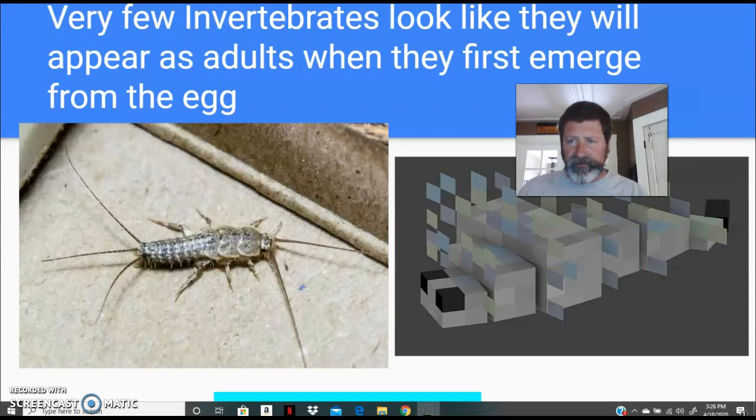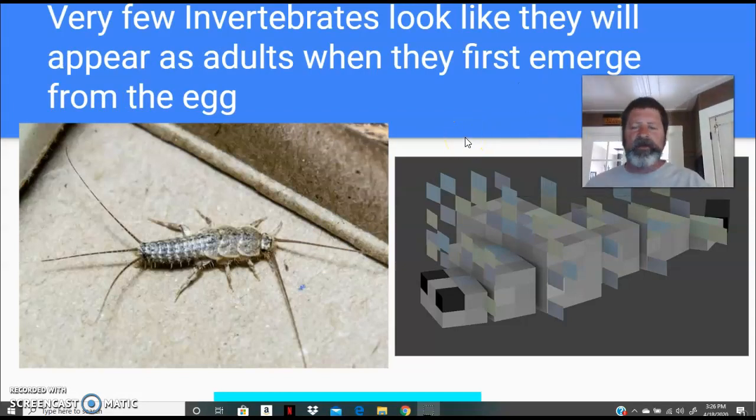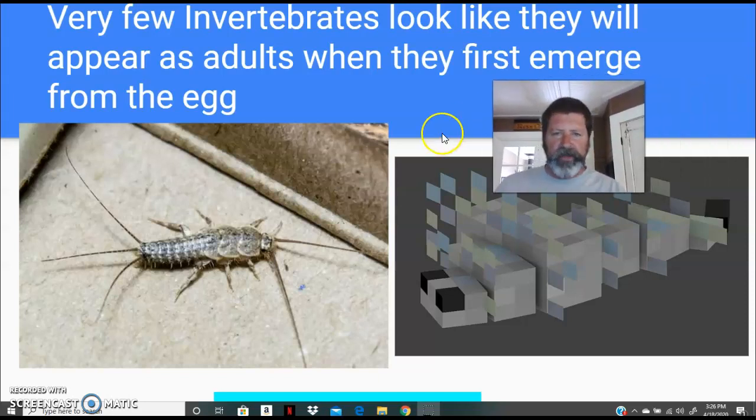And then there's anomalies like the silverfish here, and they're just born looking exactly like their adult self. They don't go through any stages.